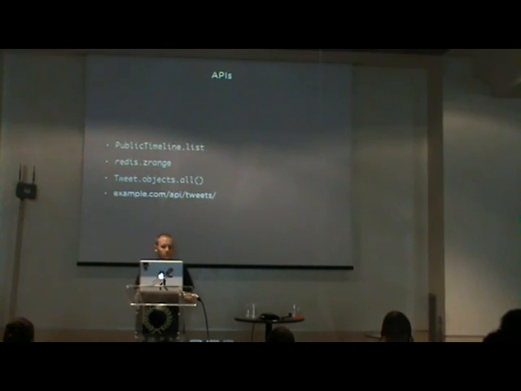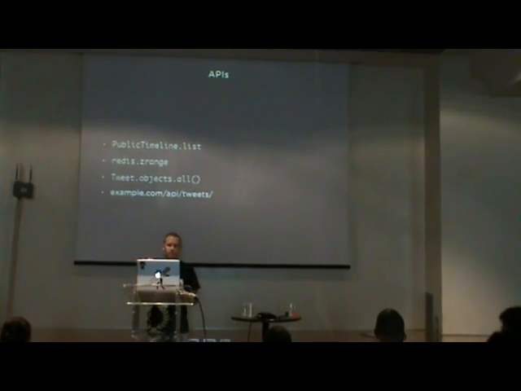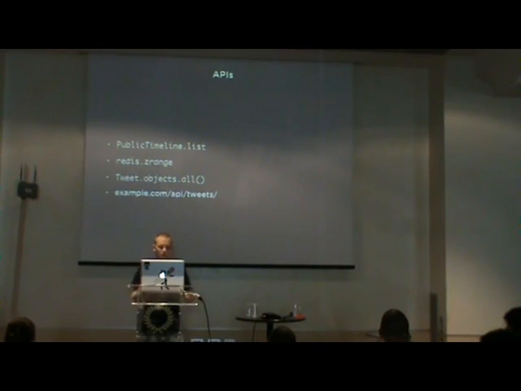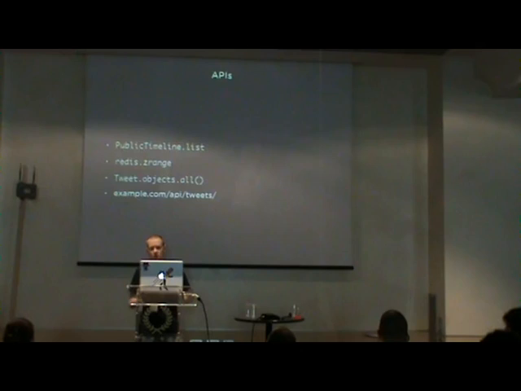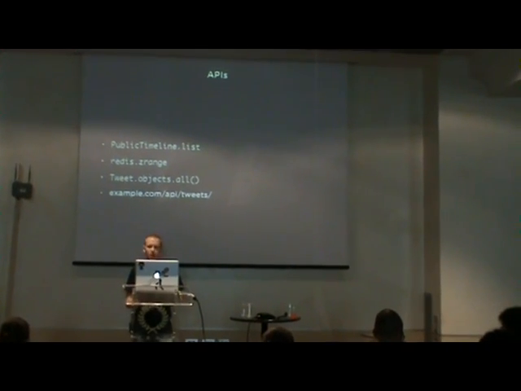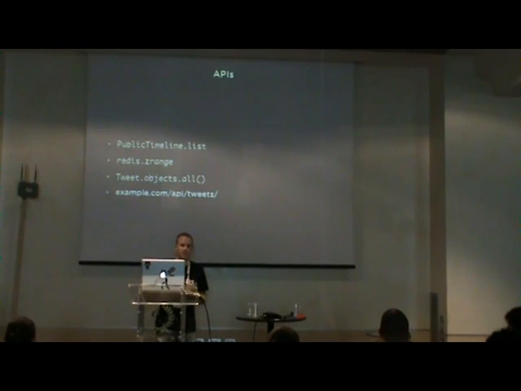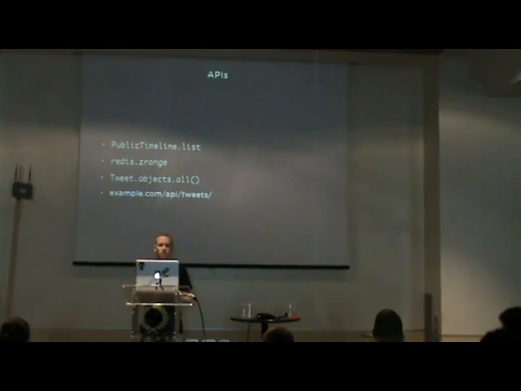So we have our list method on the timeline. We run a z-range query, which says, give me the data from this list, give me back N results, and they're sorted. We also have tweet.objects.all, which in Django is just the ORM that says, give me tweets from the database. And then let's say we have a RESTful API. All of these return the exact same data.